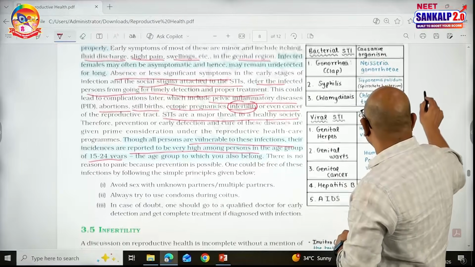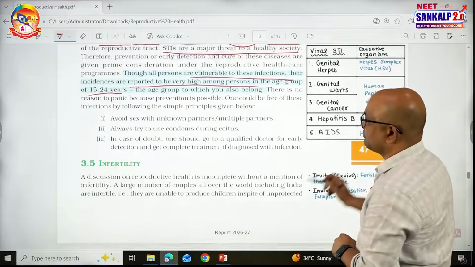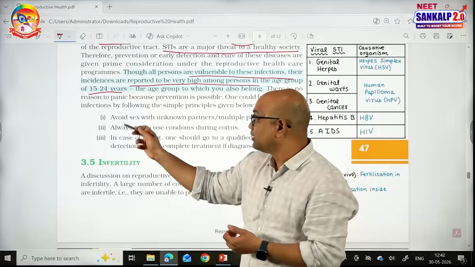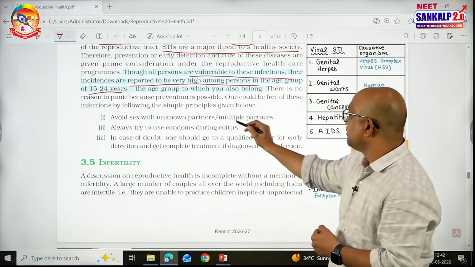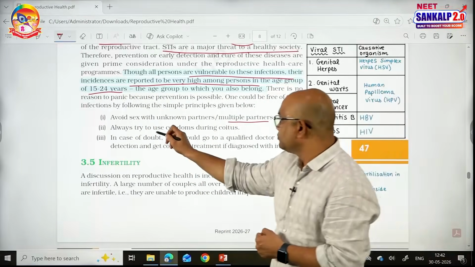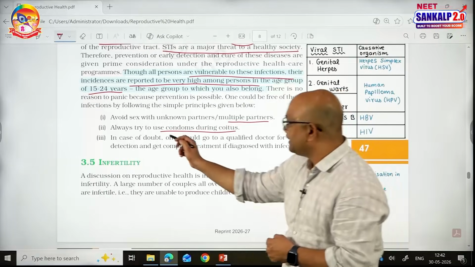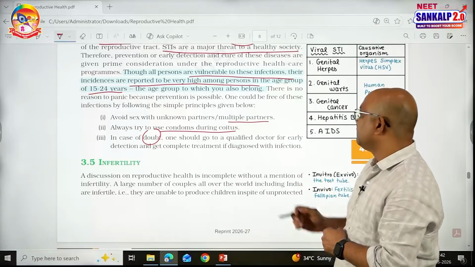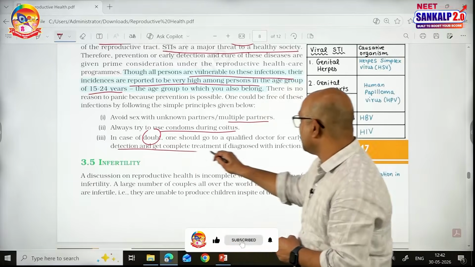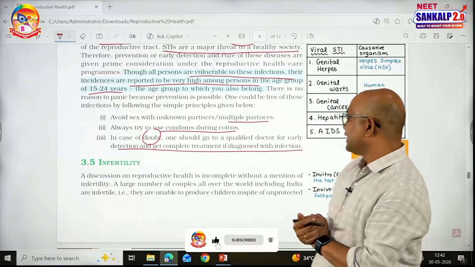And what are the ways by which we can avoid the STDs? The first one is prevention is better than cure. Avoid sex with unknown partners or multiple partners. Always try to use condoms during coitus. In case of any doubt, one should go to a qualified doctor for early detection and get complete treatment if diagnosed with infection.